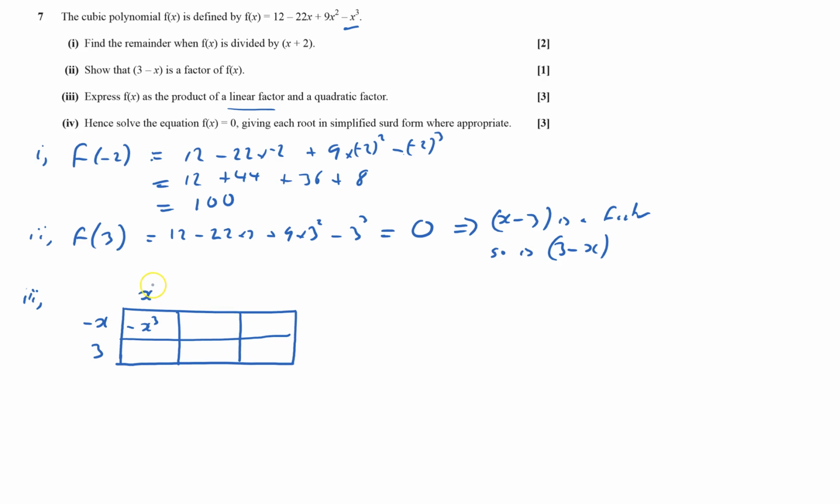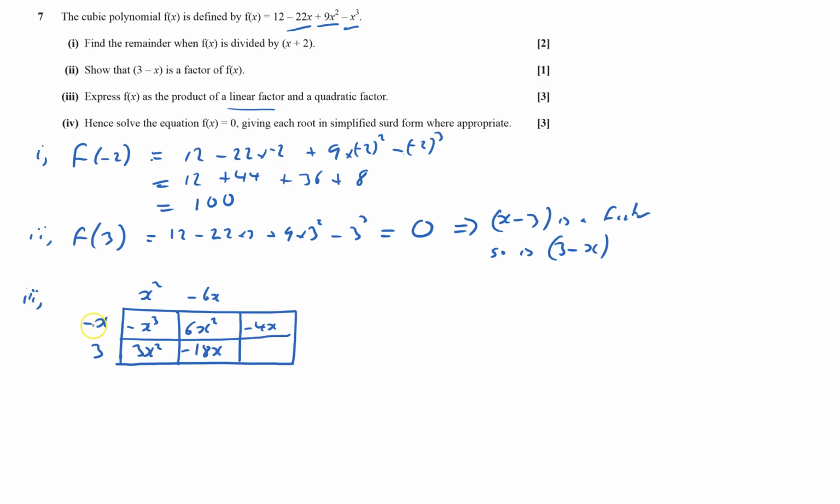What do I have to times negative x by to get minus x cubed? That's obviously x squared. But that will give me 3x squared here. How many x squares do I want? I want to have 9x squared, so I'm obviously going to have to put 6x squareds here. How do I get that? It's minus x times by minus 6x will give me plus 6x squared. It'll also give me minus 18x.